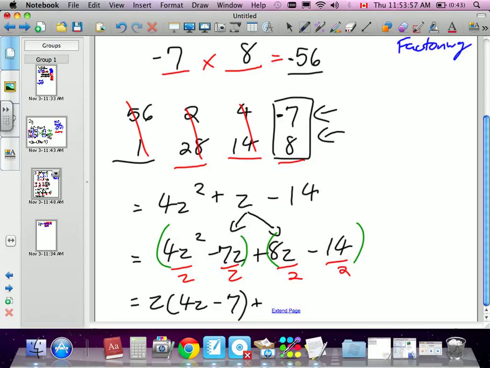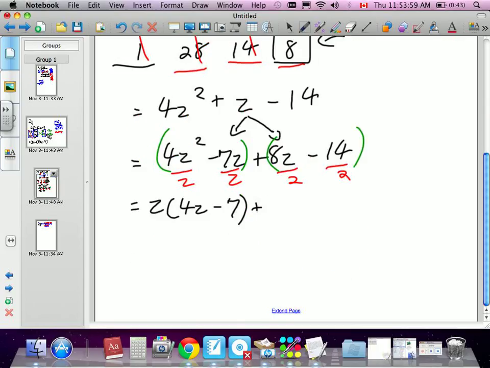Right, 2. So that means 2 comes outside of the brackets, and what would we have inside? Minus 7. Good. Now that we've done that, if you take a look, both of our brackets are the same. So because they're both the same, we're going to factor each bracket out.